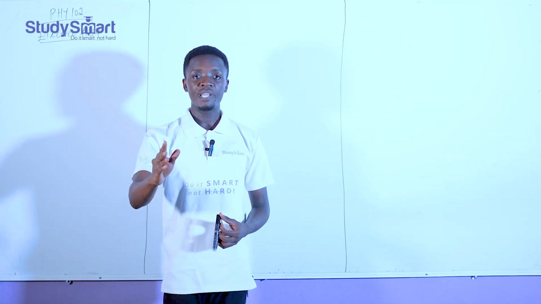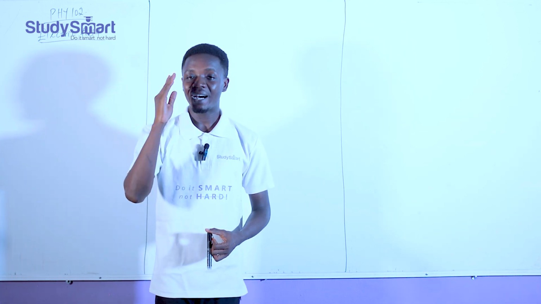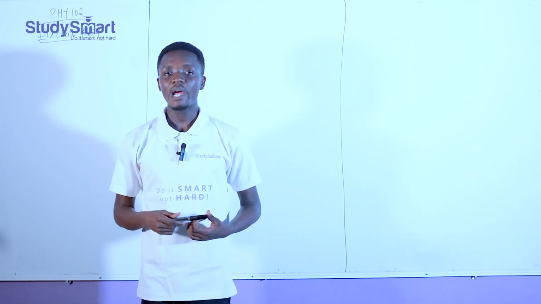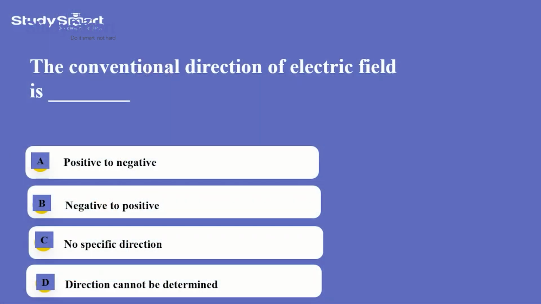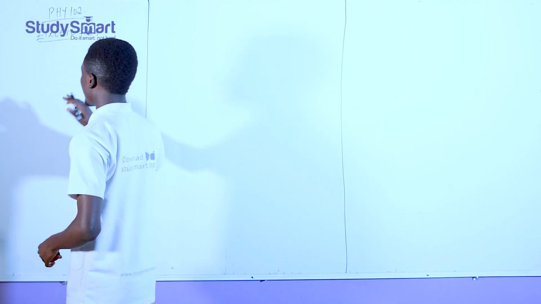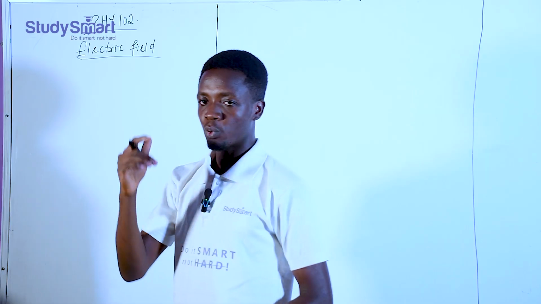That particular type of space is called an electric field. The conventional direction of electric field is what? What is the conventional direction of electric field? Earlier we said we use lines of force to represent electricity in the electric field. Now we are asked to show the conventional direction of electric field.